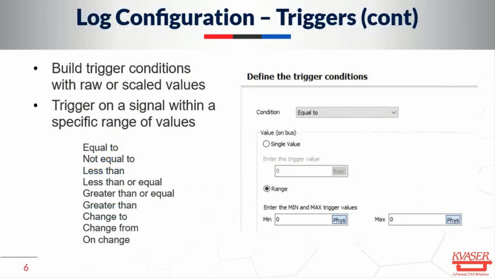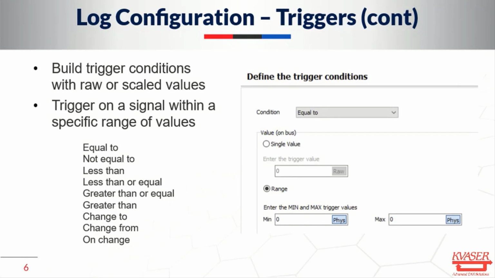So let's get into more of the triggers. You build trigger conditions with raw or scaled values, and you trigger on signals within a specified range of values. You can set up your trigger conditions according to, in the lower left of that slide, equal to, not equal to, less than or equal to, and so forth. All of the conditions of the trigger.